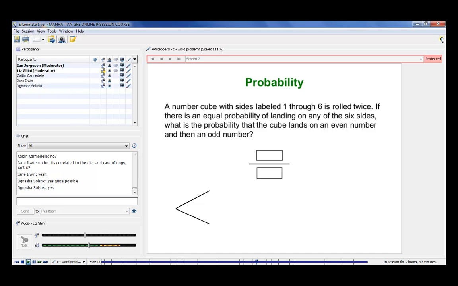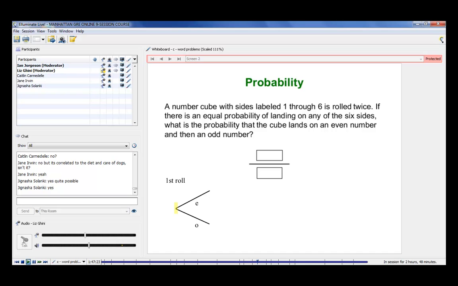All right, so let me just write it out for this. You think about this, okay, a number cube with sides labeled 1 through 6 is rolled twice. If there's an equal probability of landing on any of the 6 sides, what is the probability that the cube lands on an even number then an odd number? Okay, so I draw what I think of. This is a probability tree. So here's my first roll, all right, and this here, let me highlight it in yellow, represents a chance event. Okay, I roll, that's chance. And then I have 2 possible outcomes, E and O, even and odd.